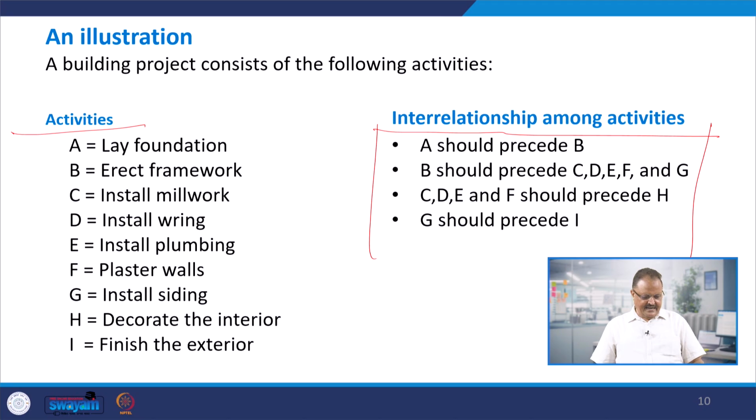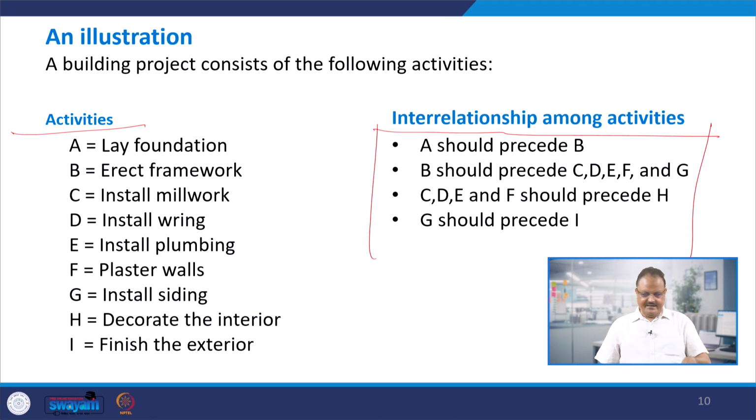And these are the different activities in a building project. So these are activities A to I. First is lay foundation, B erect framework, C install the millwork. So you have to divide the whole project like this. This is the classical example. D is install wiring, E is install plumbing, F is plaster walls, G install siding, and H decorate the interior and finish the exterior. So these are the different activities. We should be able to divide the whole project, the whole venture, into these.